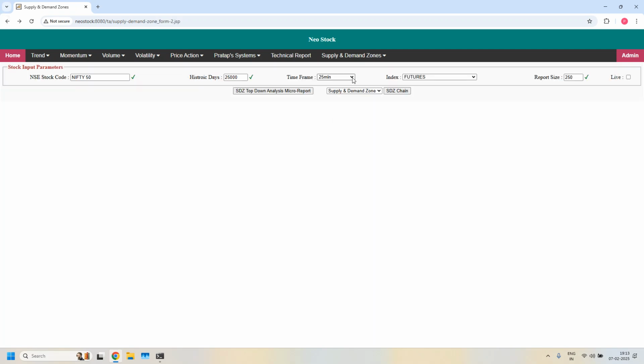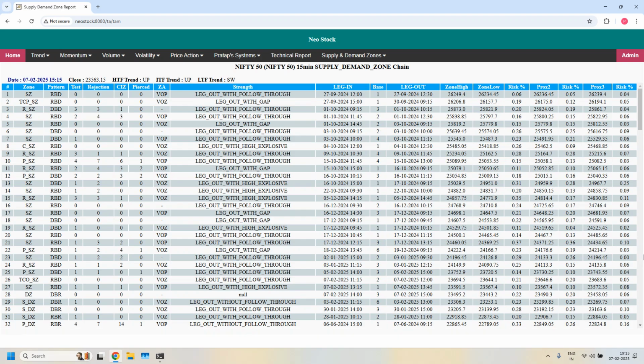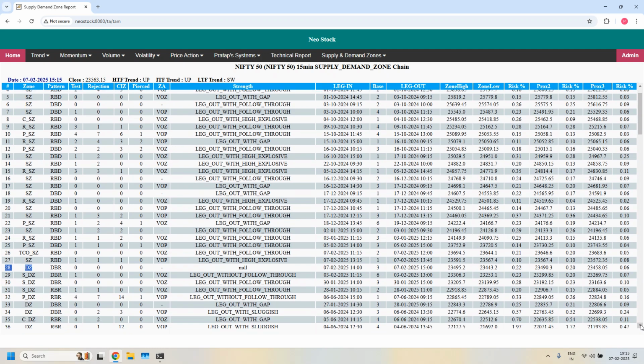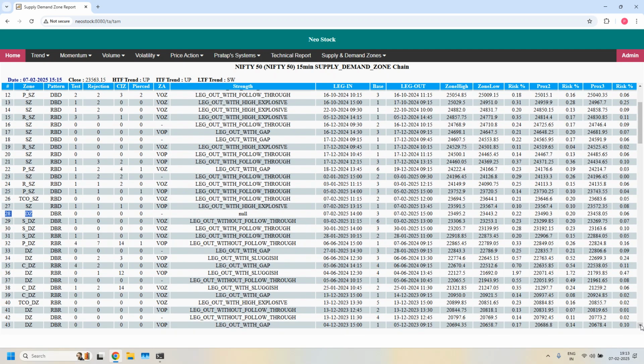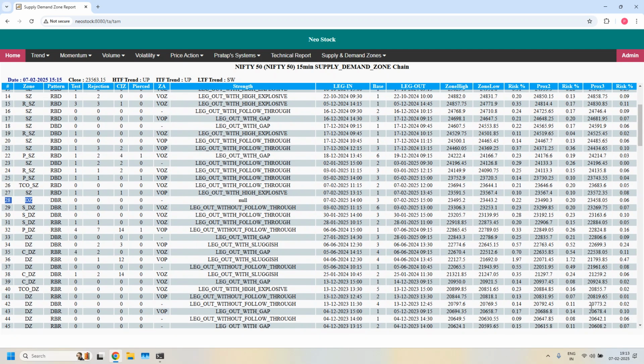Next, 15 minutes supply demand zone chain for NIFTY. (28th) is the nearest demand zone to the current closing price. Let me put it in the center by scrolling the list down.